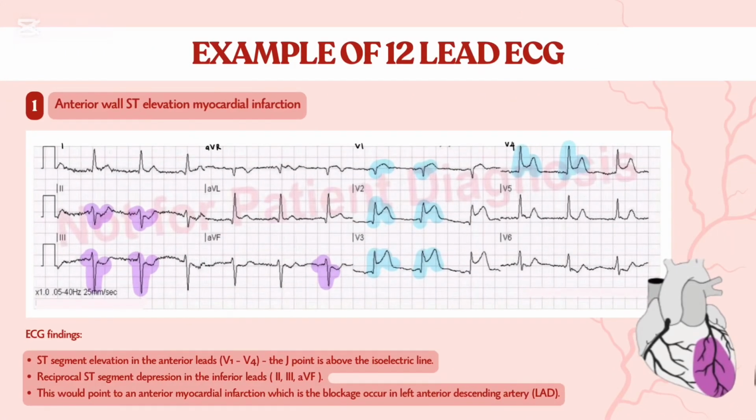The first example of 12-lead ECG about STEMI is anterior wall ST elevation myocardial infarction. In the ECG, there is ST segment elevation in the anterior leads V1, V2, V3 and V4. There is reciprocal ST segment depression in the inferior leads, which are lead 2, lead 3 and AVF. So this would point to an anterior myocardial infarction, where the blockage occurs in the left anterior descending artery.